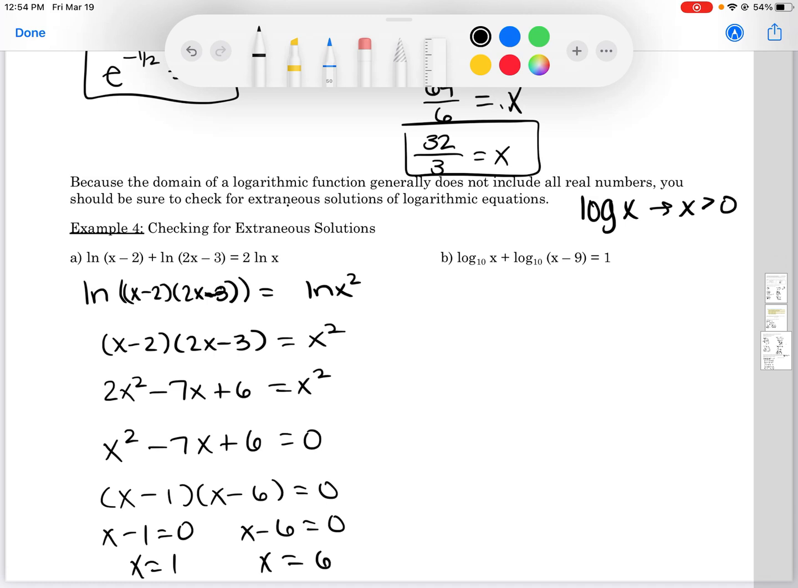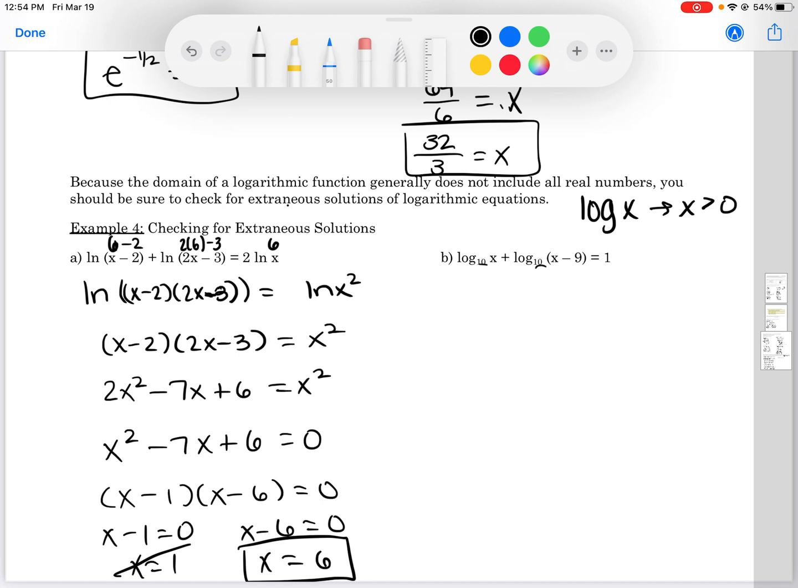All right, so here, if we plug in 1, this is 1 minus 2, that's going to give us a negative. So that is an extraneous solution. It doesn't work. But if I plug in 6, that's positive 4. I can take the natural log of that. 2 times 6 minus 3, that's 12 minus 3. I can take the natural log of that, no problem. And if I plug in 6, I can take the natural log of 6. So x equals 6.